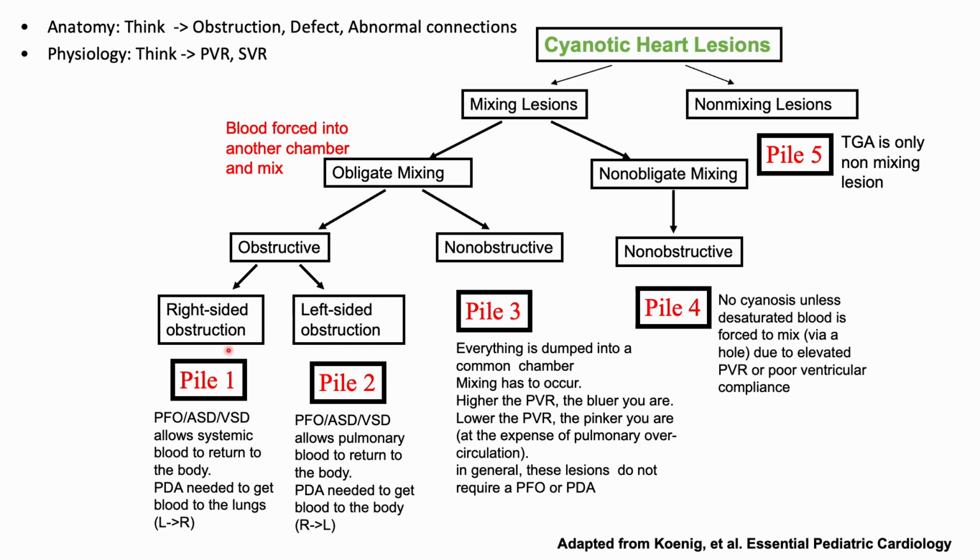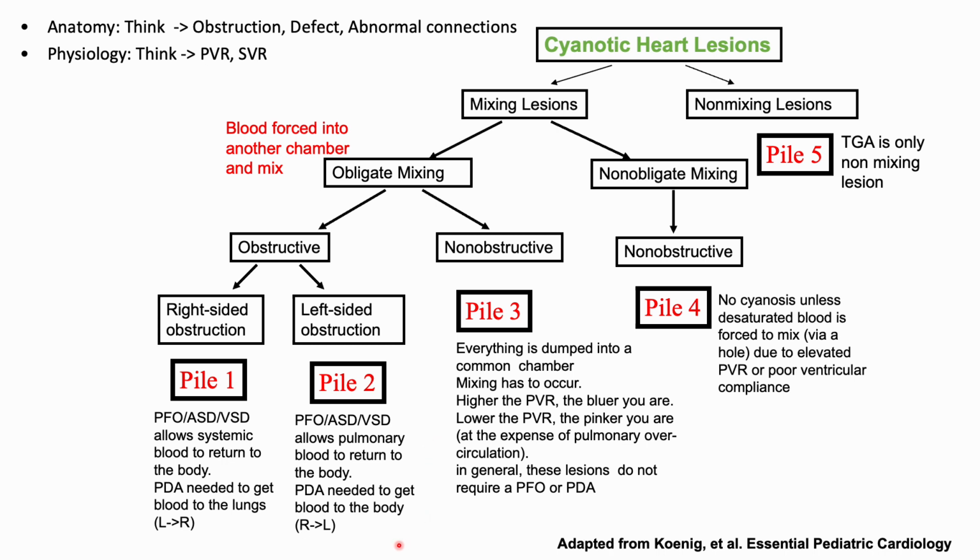If you have a right-sided obstruction, you need a PFO, an ASD, or a VSD that allows systemic blood to return to the body. And then you need a PDA to get the blood to the lungs. And under left-sided obstruction over here, you need the PFO, ASD, or VSD that allows the pulmonary blood to return to the body. And then you need a PDA to get the blood to the body.